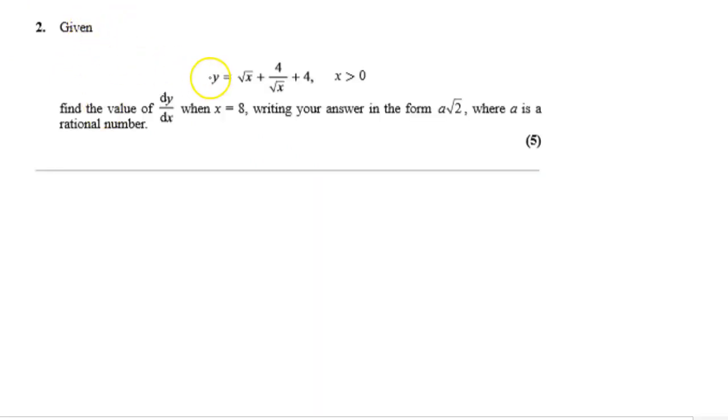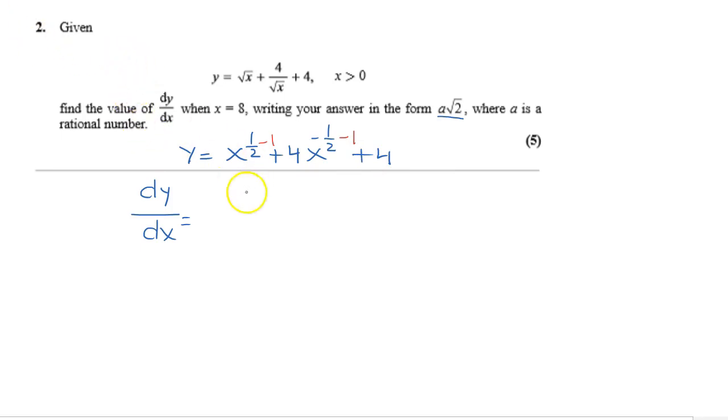Question number 2: given the equation of y, find the value of dy over dx when x is equal to 8 and write your answer in the form of a root 2. So dy over dx will be, first we write y in simplified form. So y is equal to root x means x to the power half, plus 4 over root x means x to the power minus half, plus 4. And we know that when we differentiate, we subtract the powers.